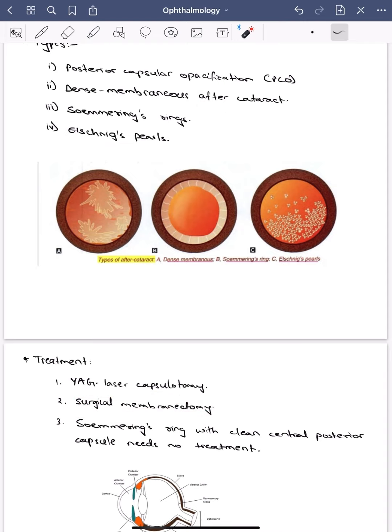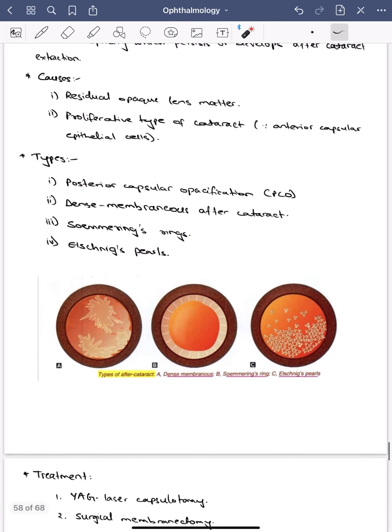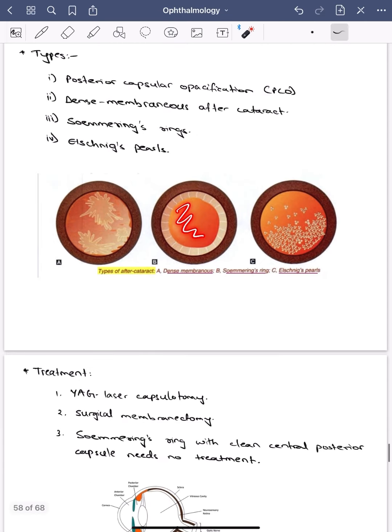Now for Saumering's ring, if the central area is clear, then there need not be any treatment. Okay, so this is about after cataract, the most common type of post-op complication. The types: PCO, posterior capsular opacification, where the treatment is YAG laser capsulotomy; dense membranous after cataract and Elschnig's pearls, where the treatment is surgical membranectomy; and Saumering's rings, which if the central area is clear, need not be treated.